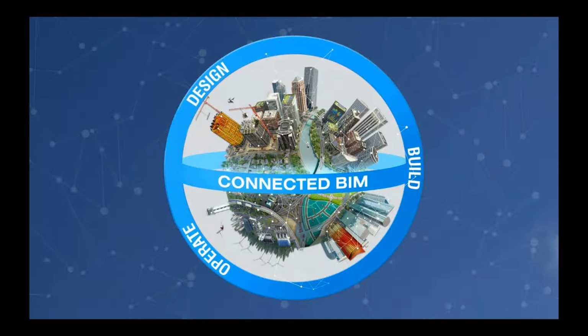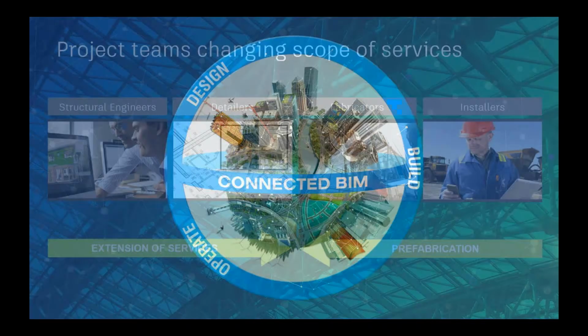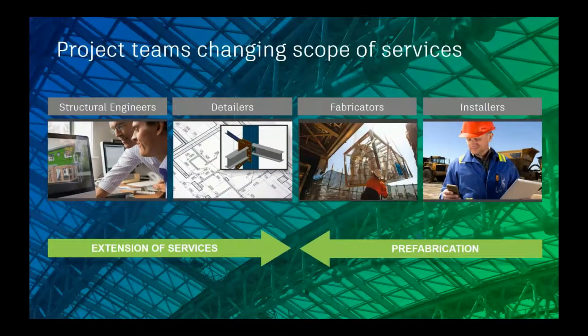Connected BIM is BIM plus the power of the cloud. It's a cloud-enabled, intelligent, model-based process that unites the design, build, and operate segments. We are doing this because we are already seeing some incredible changes in the structural industry and a number of trends that are tightly connected to how teams are using technology.